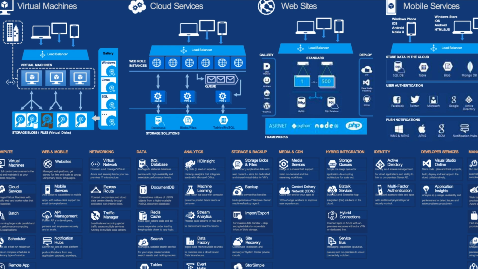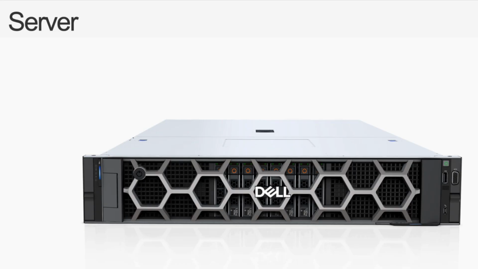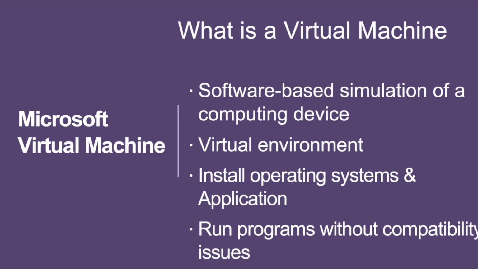So, what exactly is a VM? Imagine having multiple computers running on a single device, right? That's what a VM does. It creates a virtual environment where you can install different operating systems and applications without needing separate hardware. Now, this means more flexibility, fewer compatibility issues, and a more efficient way to run software. So that's pretty much the breakdown of a virtual machine, right? A software-based simulation of a computing device, a virtual environment, where you install operating systems and applications and run programs without compatibility issues. That's a virtual machine.